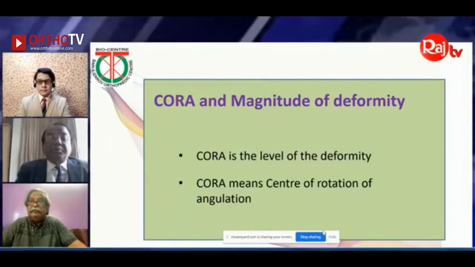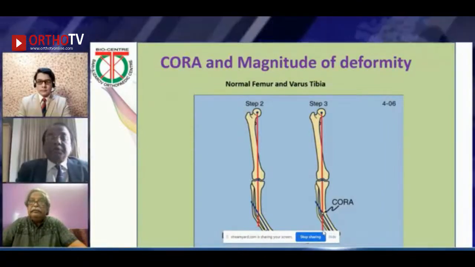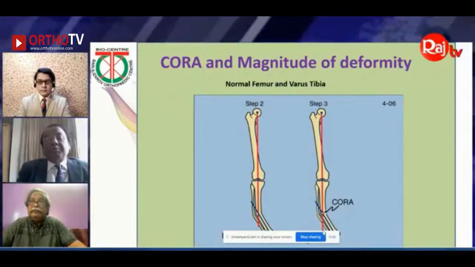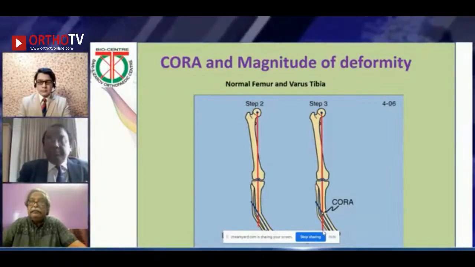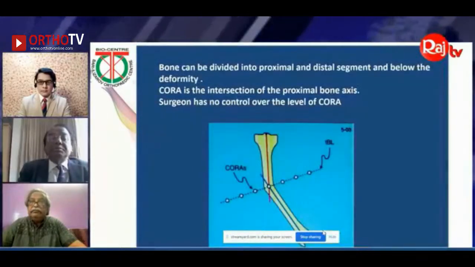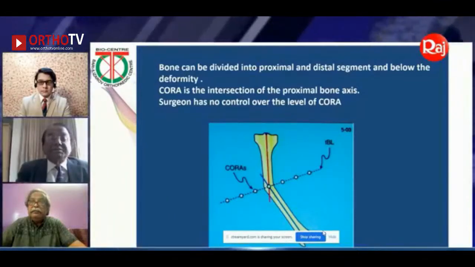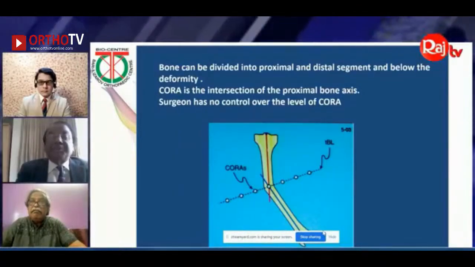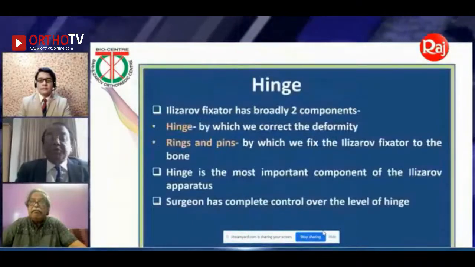CORA is the level of the deformity. CORA means center of rotation of angulation. Now, dear friend, you can see the normal femur and varus tibia. Upper part, femur is okay, but deformity in the tibia. You draw the line. Once you draw the line, you'll see the true axis of the deformity, that is CORA. This is the bisector line. CORA is the intersection of the proximal bone axis. Surgeon has no control over the level of the CORA. This is very important. Bone can be divided into proximal and distal segment, above and below the deformity.